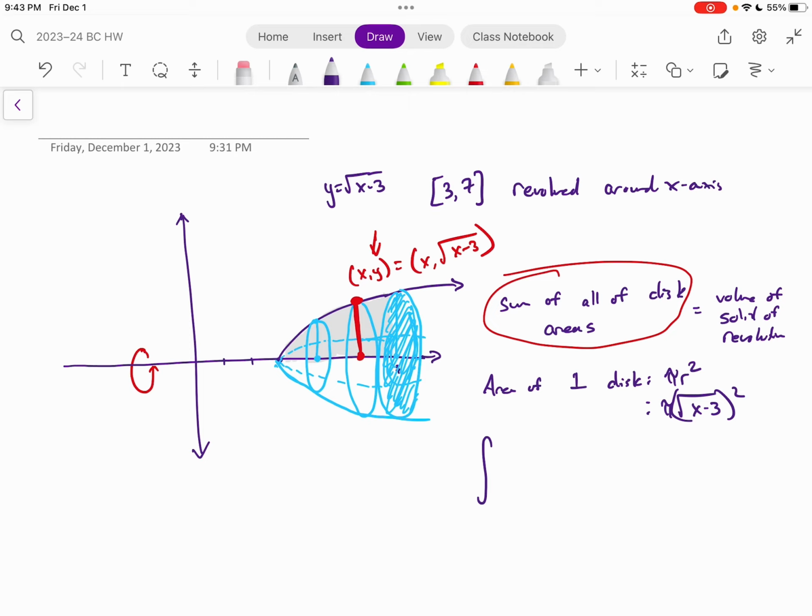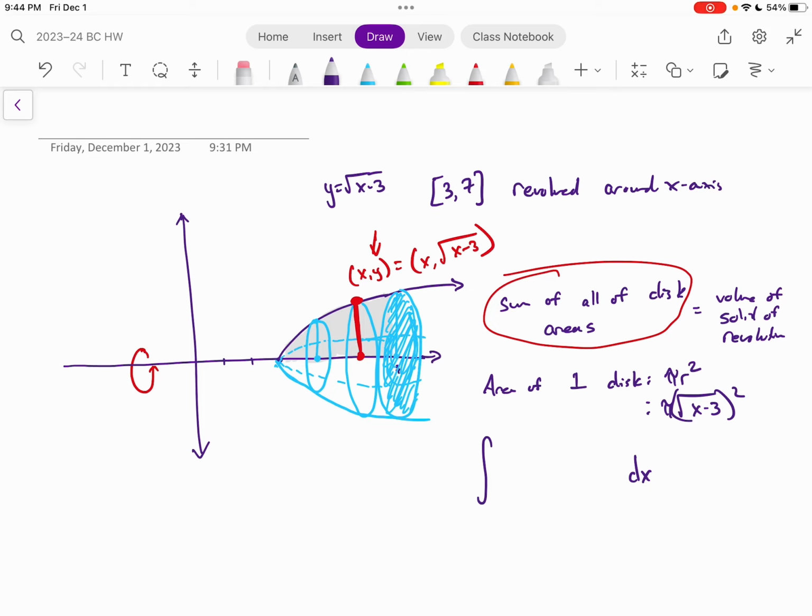And we want to add the sum of all disk areas. Now we need to think about whether we want dx or dy here. Because these are stacked along the x-axis, and our interval is moving along the x-axis, we clearly see our bounds are going to be from 3 to 7. We know we need dx out here.